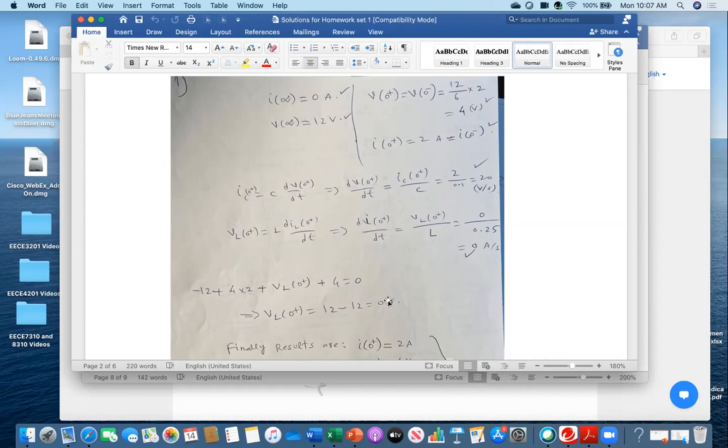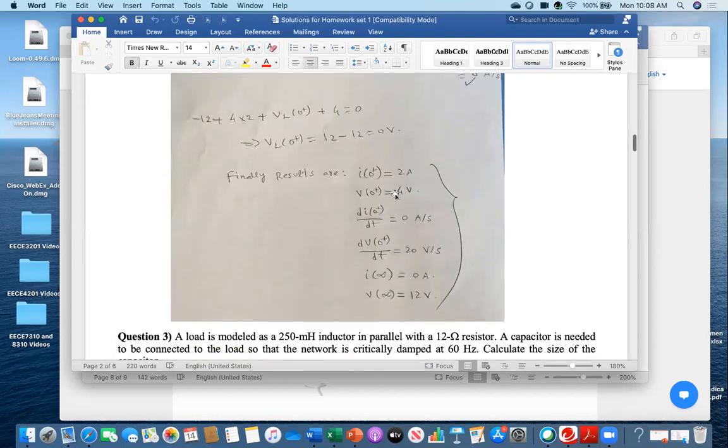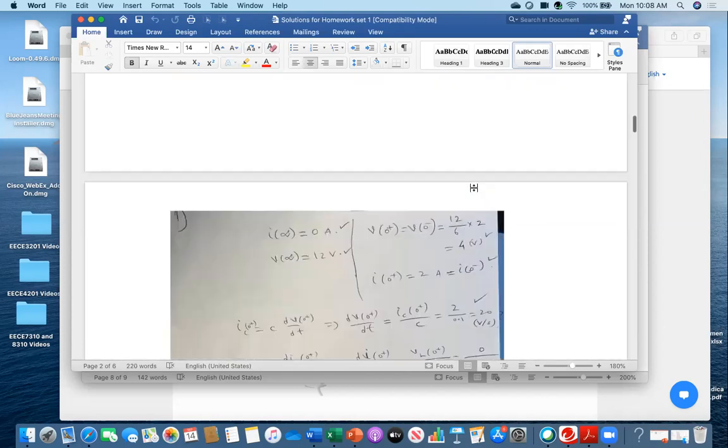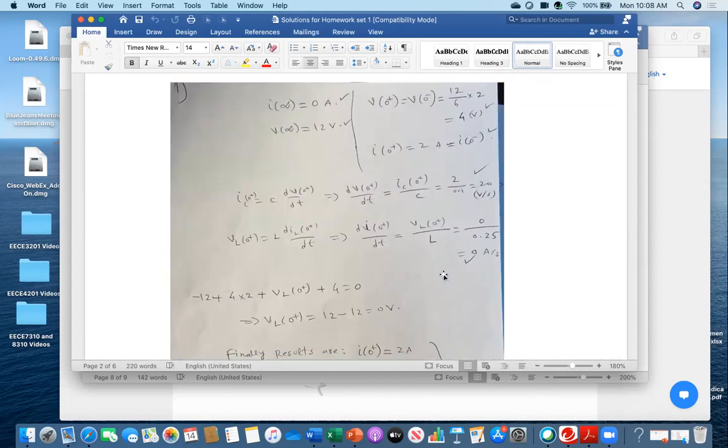I substituted that VL0 plus here. And then I got 0 over 0.25, the L value, which is 0 ampere per second. So this means my di by dt at 0 plus is 0 ampere per second. Therefore, that is my final result: I0 plus 2 ampere, V0 plus 4 volt, those two derivatives, and then I infinity 0 ampere, V infinity 12 volt. Did you all get these results, or did you do something different? I got those results. Oh, okay.